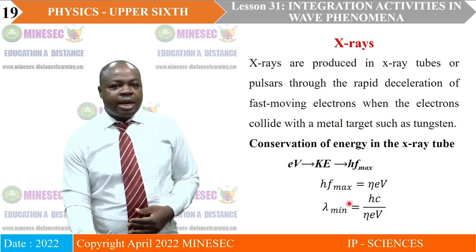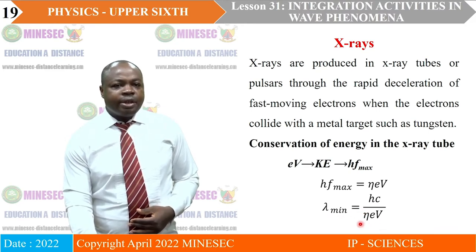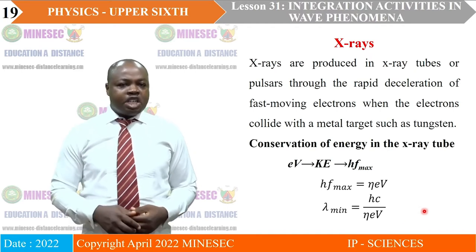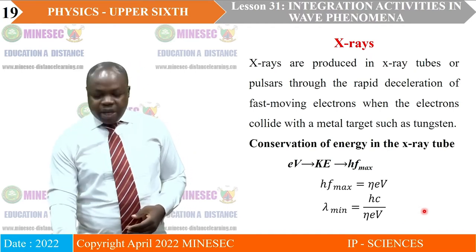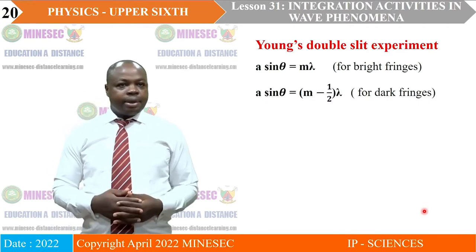Take note that this f max is equal to c over lambda min. So you make lambda min the subject: lambda min equals hc divided by the efficiency multiplied by the electric potential energy. Lambda min is the minimum wavelength.